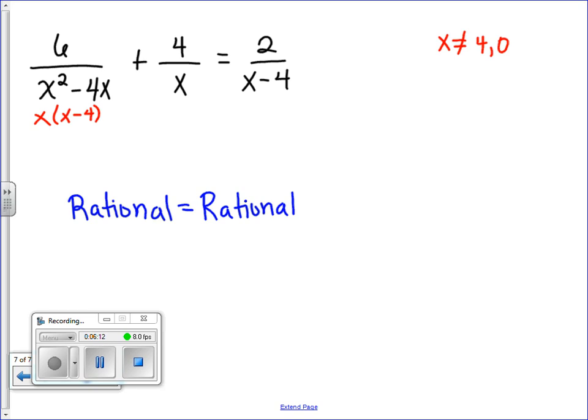So there can't be a plus sign between it. It has to just be something over something and cross multiply. That's my goal. So in order to get that to happen, these two have to have common denominators, so I can add them together. Okay?